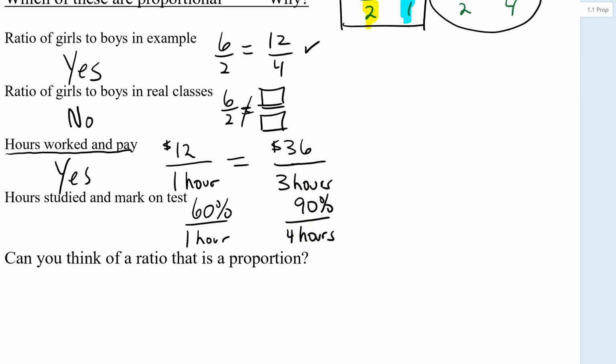Well, if I look at the patterns we were looking for, if I go times 4, if I do 60 times 4, I don't get 90. So no, that one's not going to work. Nope. I'm going to put it in blue this time. Nope. Can you think of a ratio that is a proportion?